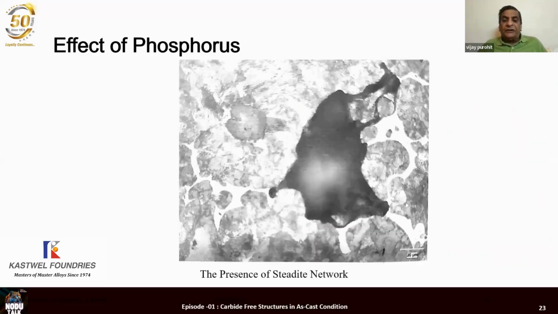This is the effect of phosphorus segregation. It gives you shrinkage as well as white areas which are phosphide eutectic. Phosphide. Next, please.